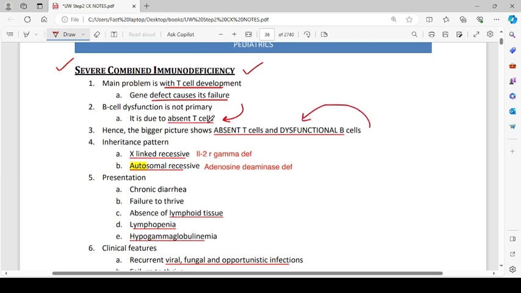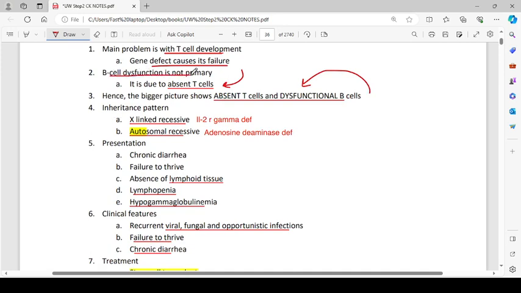Okay. B cell dysfunction is secondary to the absence of T cells because B cells require T cells for their activation as well. So there are absent T cells and dysfunctional B cells. Inheritance pattern is X-linked recessive. Now there are two types of inheritance patterns. If we are talking about X-linked recessive, the problem is interleukin 2 receptor gamma deficiency. Yeah, and if it is autosomal recessive inheritance, adenosine deaminase deficiency will be there.